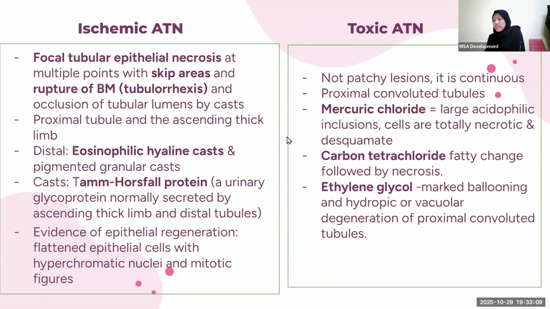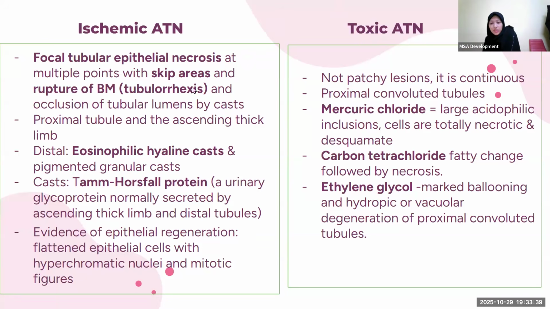Now, differentiating between ischemic and toxic acute tubular necrosis. I kind of mentioned this before. Ischemic is the one like hypotension, things that make the blood not come to the kidney. Toxic are things like drugs, rhabdomyolysis, dyes, contrast dyes, and so on. So any toxic material to the kidney will cause toxic acute tubular necrosis.